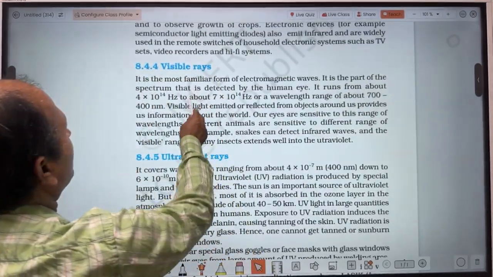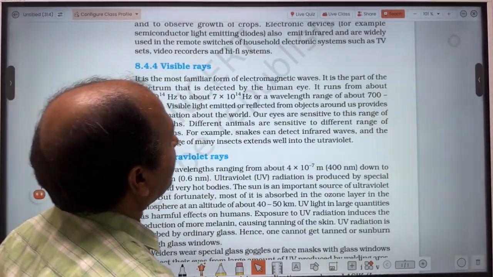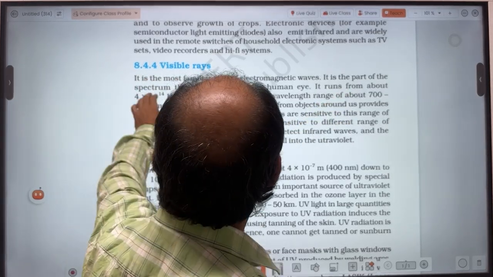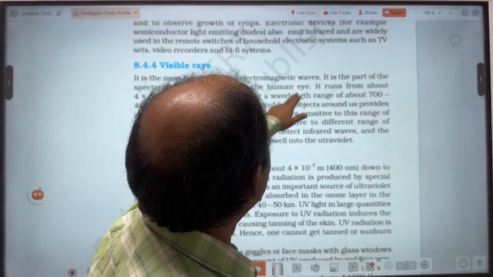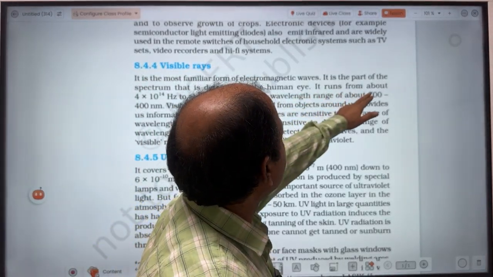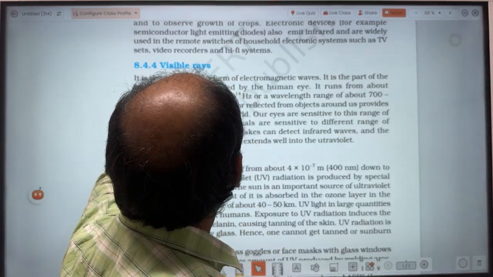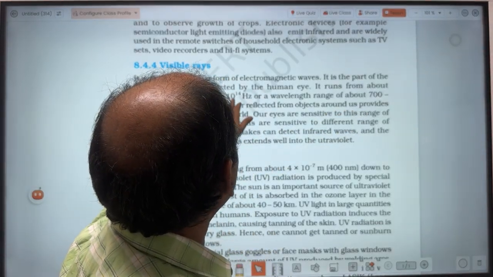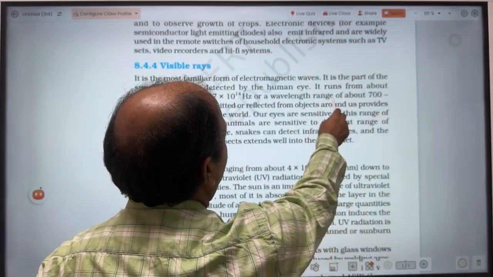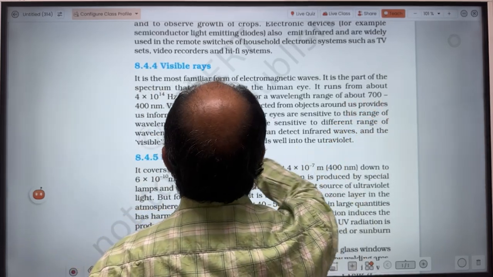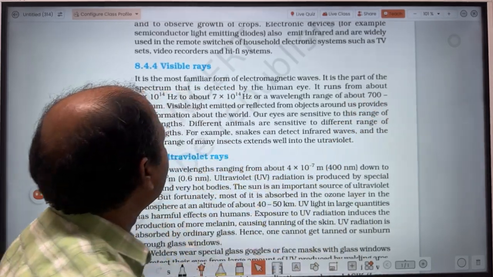Then comes visible rays. It is the most familiar form of electromagnetic waves. It is the part of the spectrum that is detected by the human eye. It runs from about 4 × 10^14 hertz to about 7 × 10^14 hertz, a wavelength range of 700 to 400 nanometer.